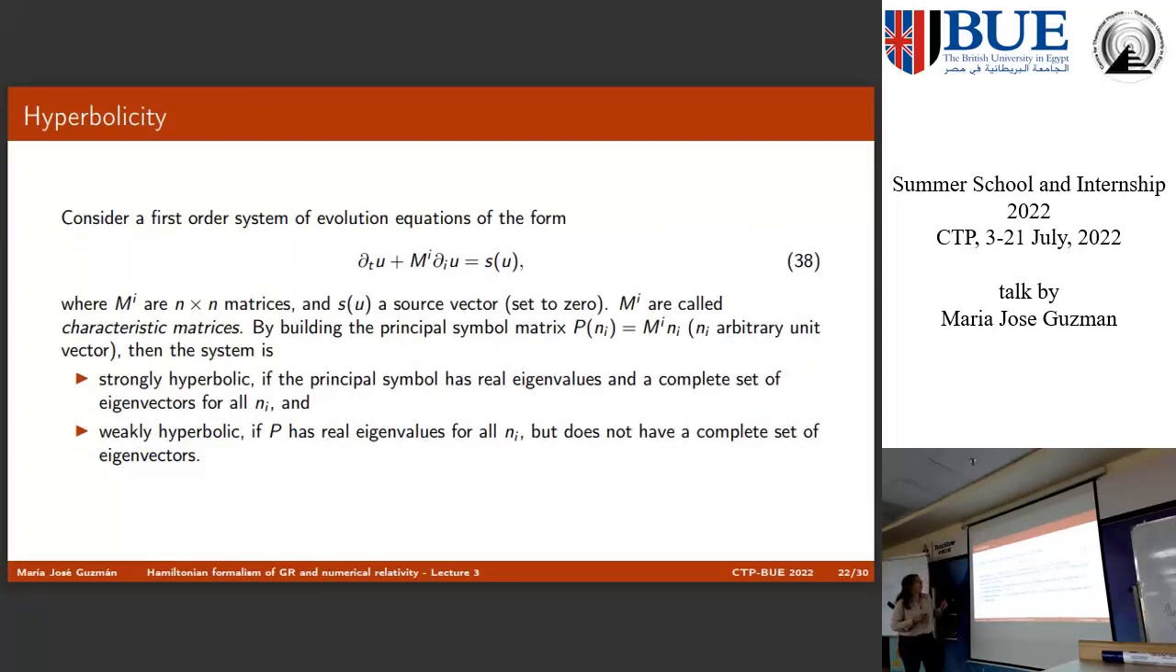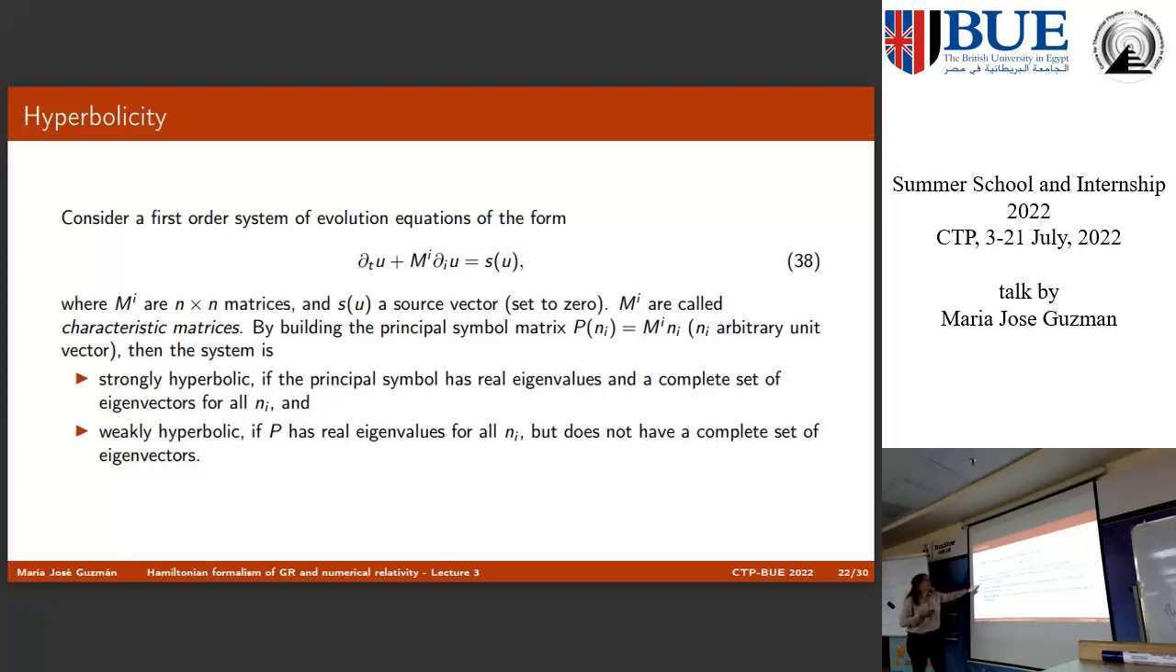But first, about hyperbolicity, this is something that I mentioned but didn't explain too much. You can consider a first order system of equations. This is just mathematics, not general relativity. You have some function, the time derivative of the function, plus the spatial derivative of the function times some characteristic matrices, and all this system is equal to a function of u. In general relativity, this goes like u squared, for instance. So it is nonlinear.